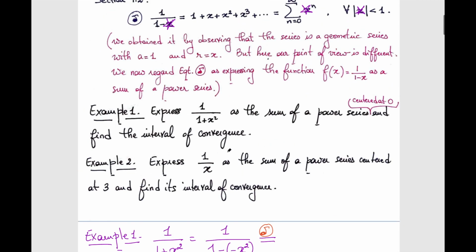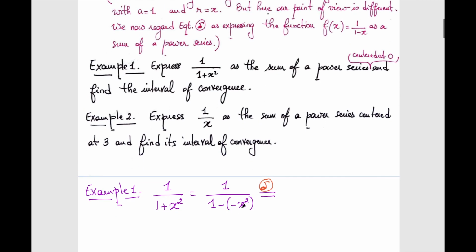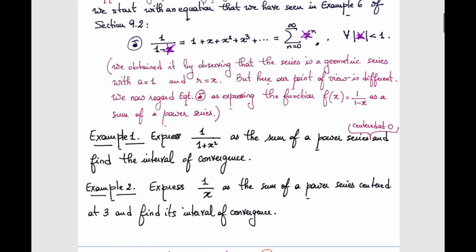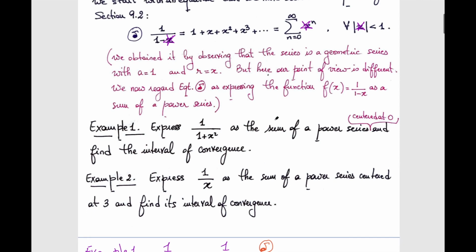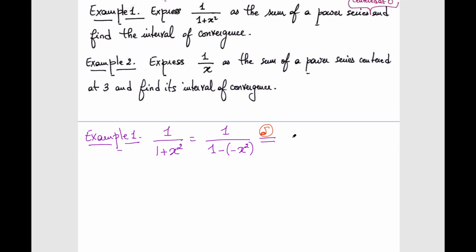I'm going to employ it with the choice of the star being -x squared, right? And as such, what do we get? So we get that this function is equal to the series of that star to power n, as long as the star is between -1 and 1. So we get that this is equal to the series that starts at 0 of the star, and as we said, the star is that -x squared in this context, to power n. And this is true for all x where -x squared in absolute value is smaller than 1, correct?